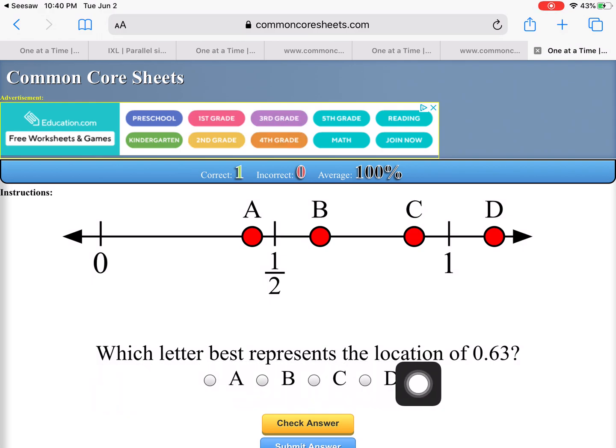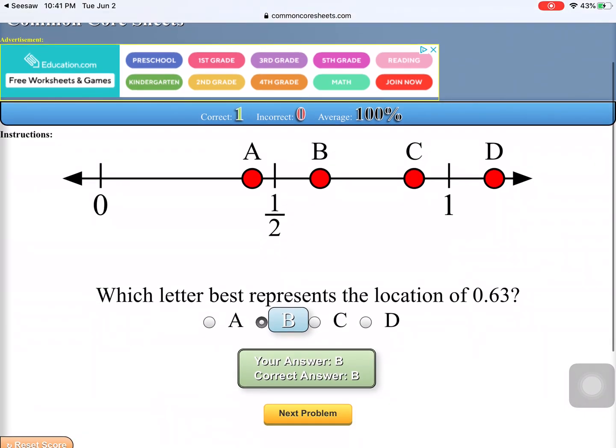Which letter best represents the location of 63 hundredths? Well, so we know that this is 0. And this would be 10 tenths or 100 hundredths. And here would be 5/10 or 50 hundredths, because that's half of 10 or half of 100. This has 6/10, so I know it's not going to be A. It has no holes, so I know it's not going to be D, so it has to be B or C. Is 63 going to be closer to half or 50, or is it going to be closer to a whole, which is 100? I'm thinking it's going to be closer to the half, so I'm going to pick B. Yep, that's it. Next problem.